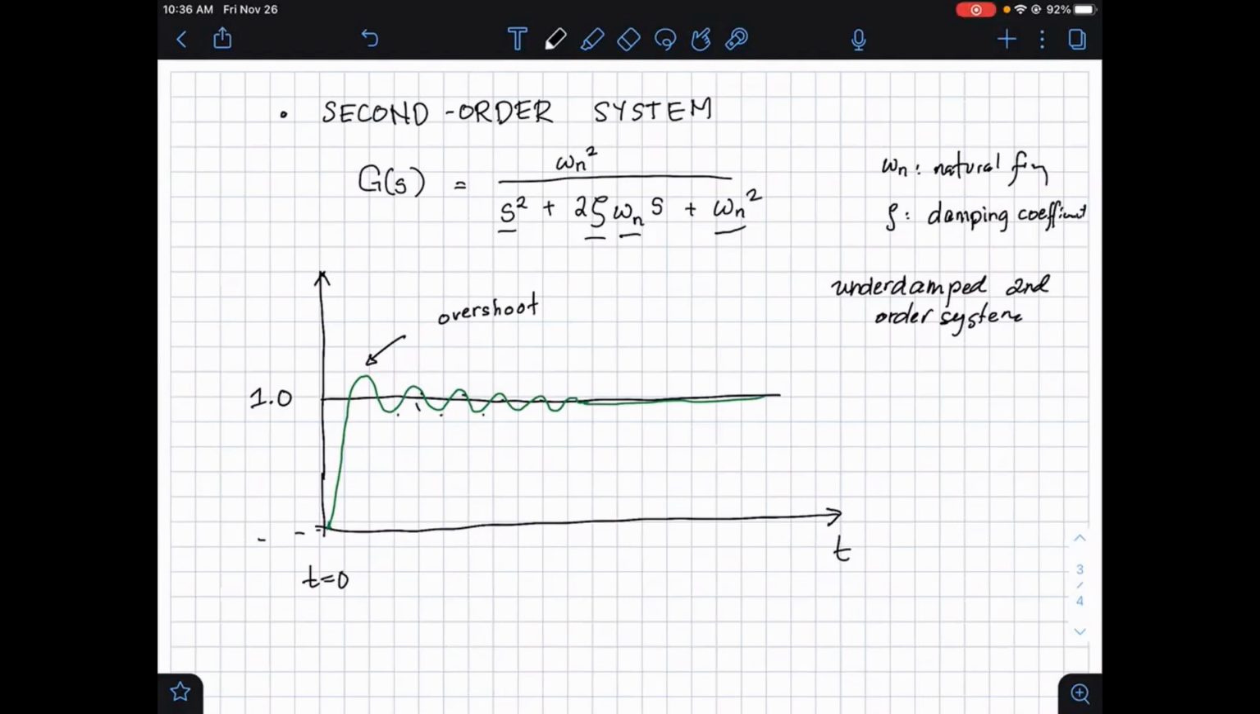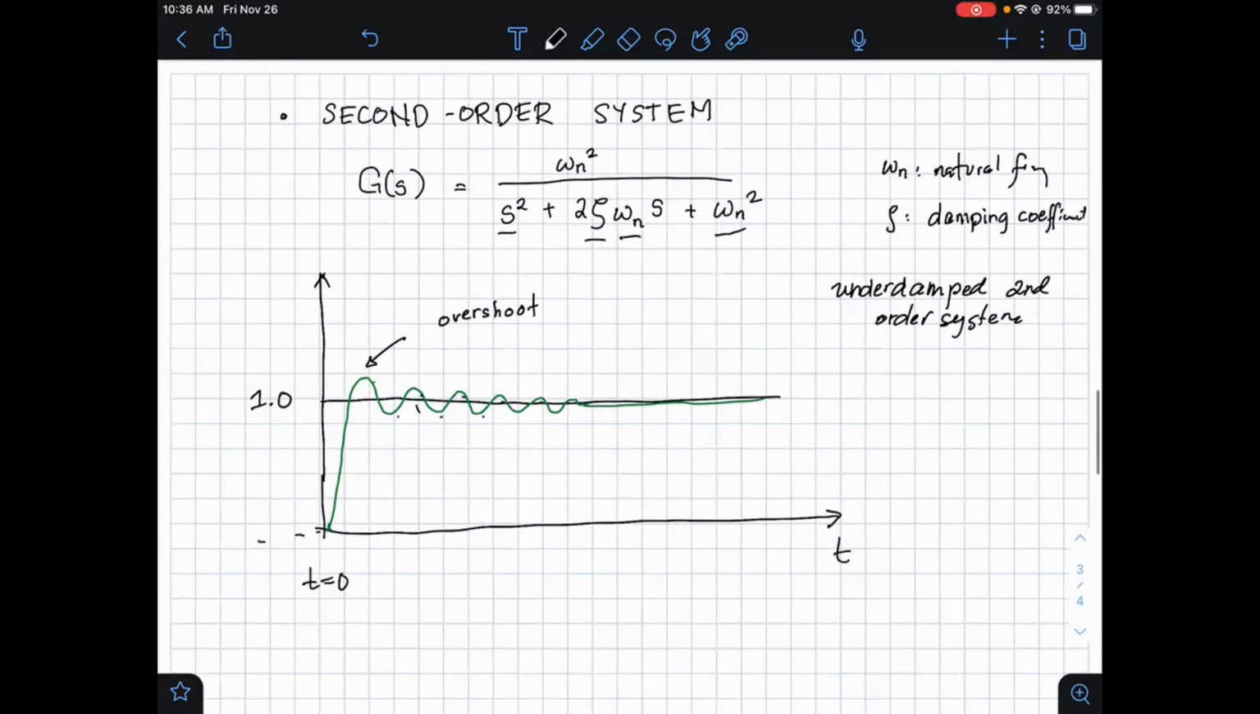Okay? The damping coefficient affects the peak here. The damping coefficient can range from a number. If the damping coefficient is a number from 0 to 1, it's not 0, it's not equal to 1, it's not greater than 1, it's between 0 and 1, then we will see this underdamped condition. So long as, again, the damping coefficient is between 0 and 1, we will observe this underdamped and overshoot condition. All right.